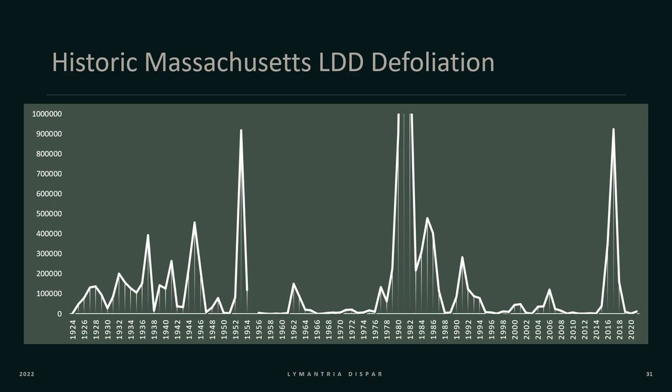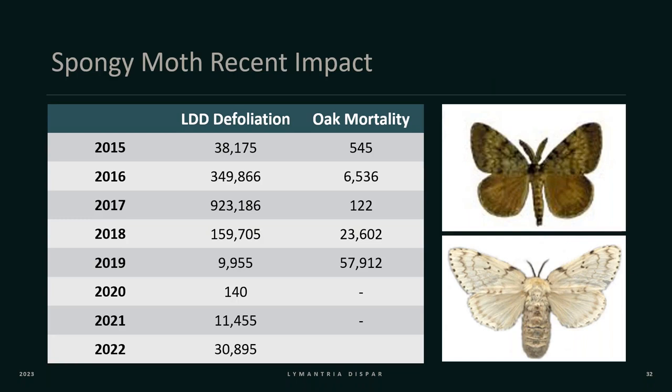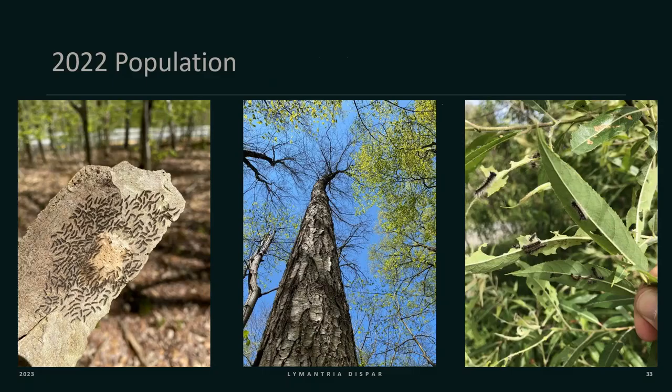So in recent years, we've been seeing a lot of spongy moth. It is definitely out there in our landscape. It's been causing a lot of issues. We saw devastating oak mortality in central and eastern Mass in that 2017, 2018, 2019 time. And now we're starting to see a significant amount of defoliation out in Berkshire and Franklin counties. So even historically, we didn't see quite as much spongy moth activity and defoliation out in the Berkshires and far western Massachusetts.